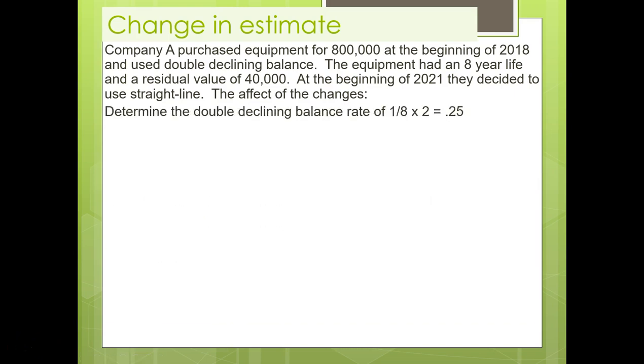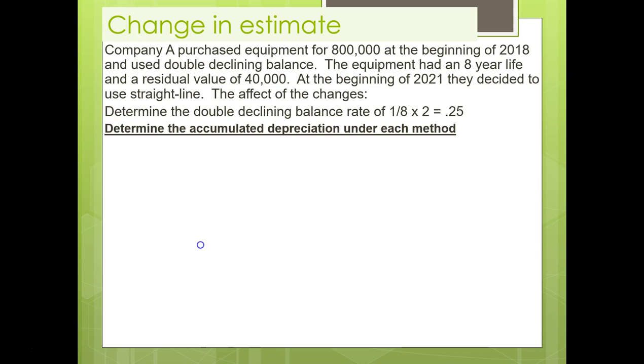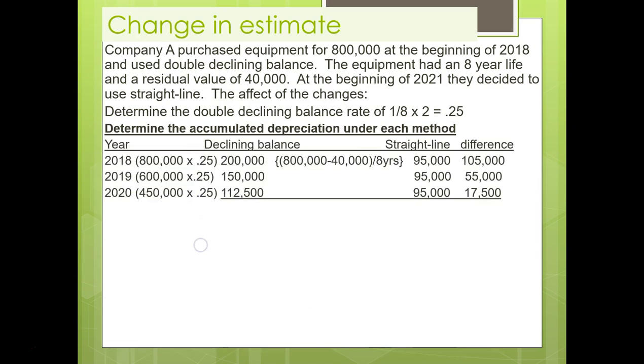First of all, we need to determine the double declining balance rate, which is 1/8, because it's 8 years, times 2 gives you 25%. We're then going to determine the accumulated depreciation under each method. Now we have a difference of $177,500.